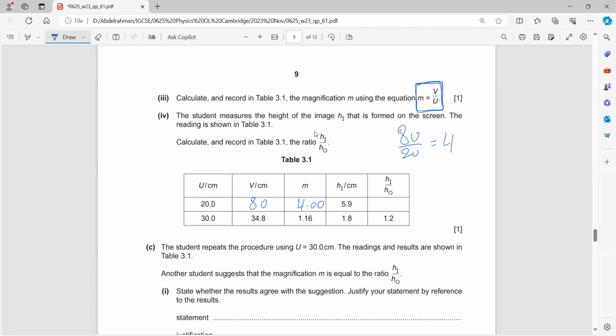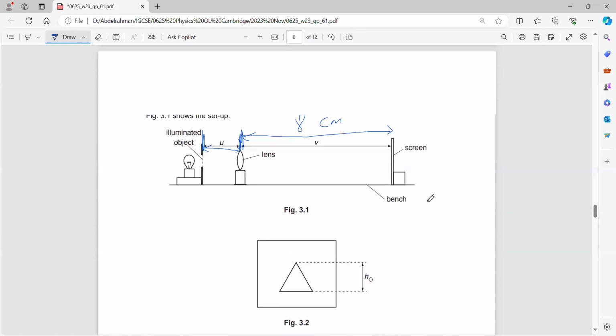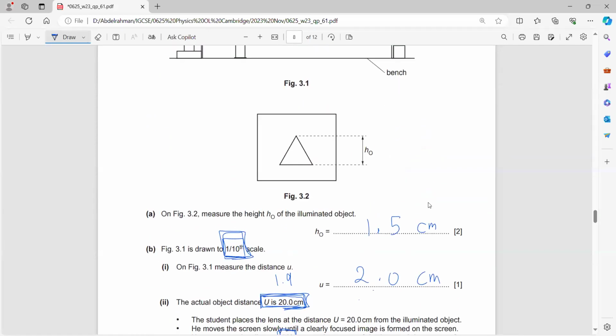Okay, what about HI over H0? I have HI. Do I have H0? Do I have H note? No, I don't have it. The question is wrong, Mr. No, wait, where is H note? Let's go back. Okay, where's H note? This is H note. This is H0, 1.5 centimeters, right?